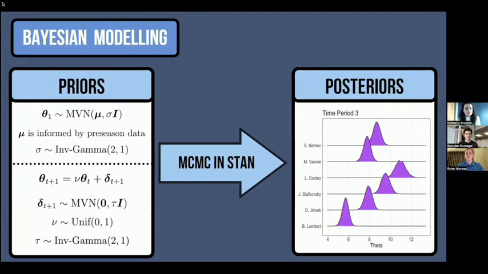We obtain mu from the preseason data, and sigma comes from an inverse gamma distribution. We then progress through the time periods as stated previously with that autoregressive process. The priors on those parameters in the autoregressive process are as follows. So we have nu from a uniform distribution, and tau is from an inverse gamma distribution.